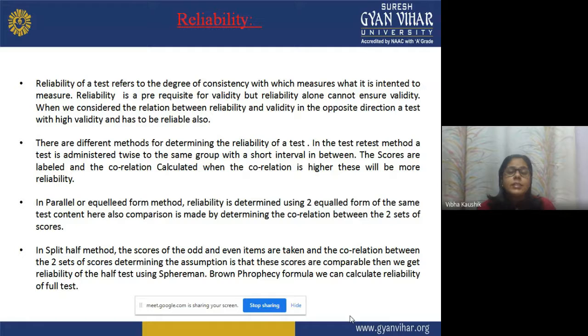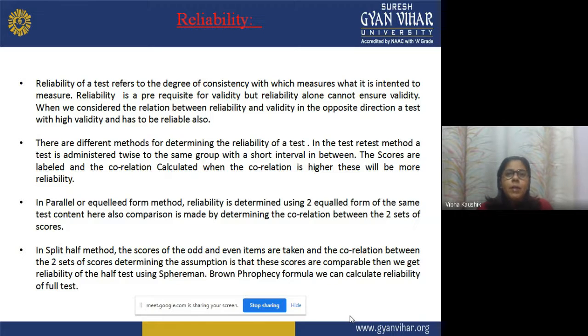Now, the next characteristic of a good quality test is that it should be reliable. Now, what do we mean by reliability? Reliability of a test refers to the degree of consistency with which it measures what it intended to measure.